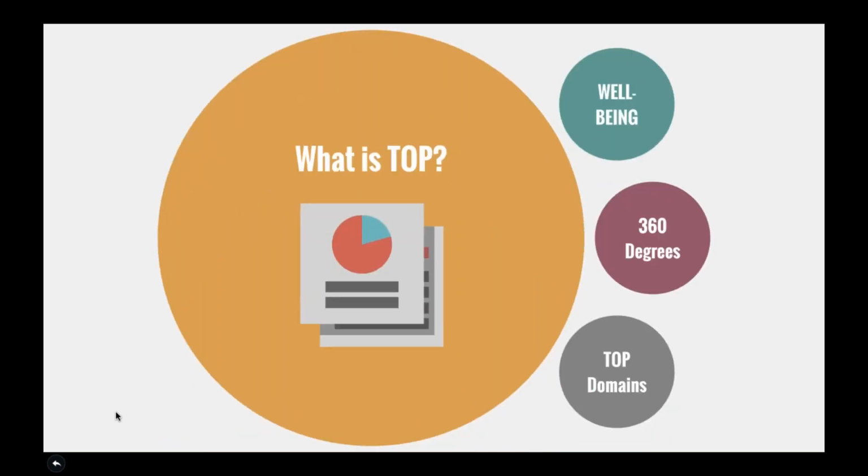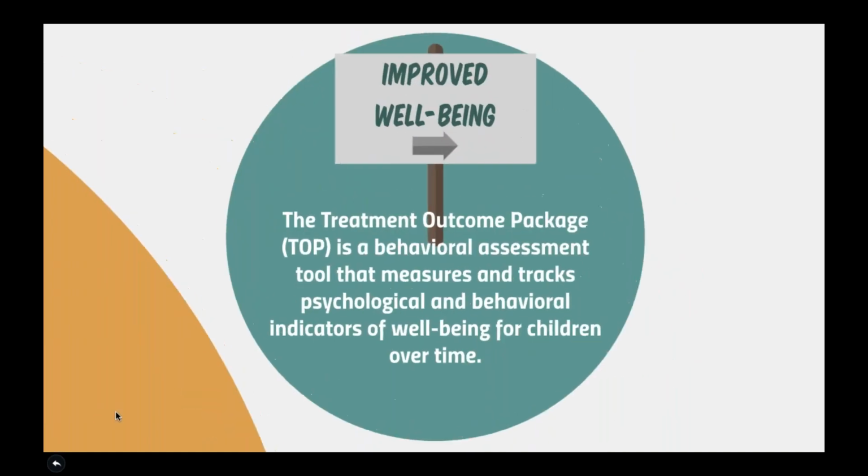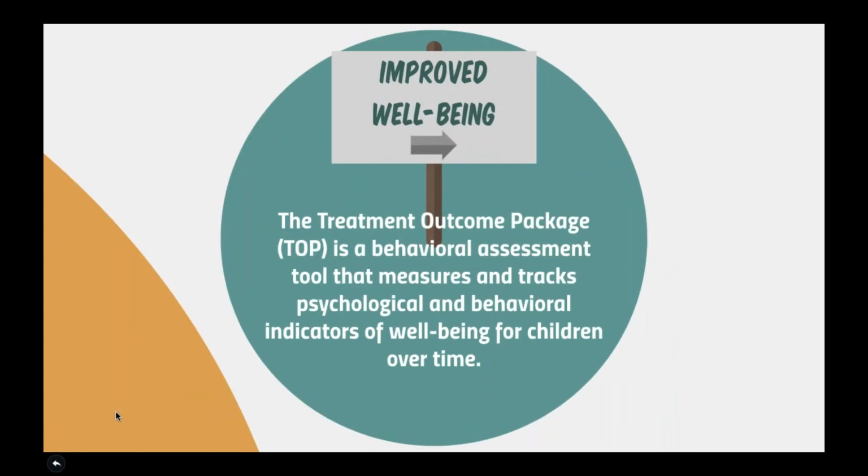So what is TOP? What is it that we're talking about here today? So TOP is a behavioral assessment that measures and tracks psychological and behavioral indicators of well-being for children over time. So it marks progress. It understands how a child is doing at one point in time and then how they're doing at a different point in time through a questionnaire that multiple people fill out, and it's given to people, and you just fill it out, answer the questions, and it helps to understand based on behaviors, based on interactions, based on experiences with the child, how that child is doing.